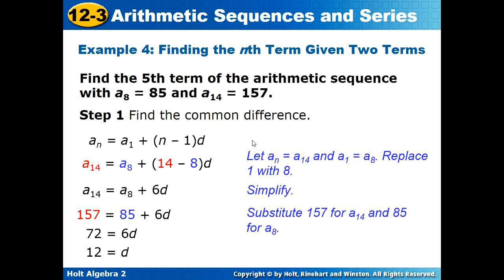So it doesn't have to be the first term. Right, it doesn't have to be the first term. But notice, when we use the 8th term instead of the first term, we don't subtract it by 1. We subtracted it by 8 because it's the 8th term. Okay? So just make sure you're looking at that if you have a question like that.